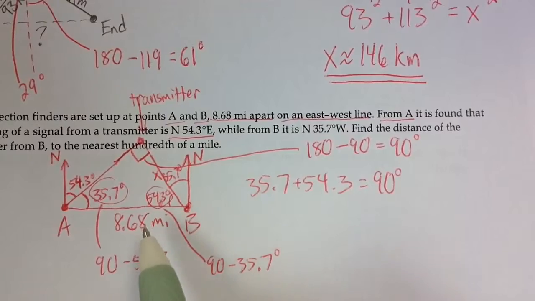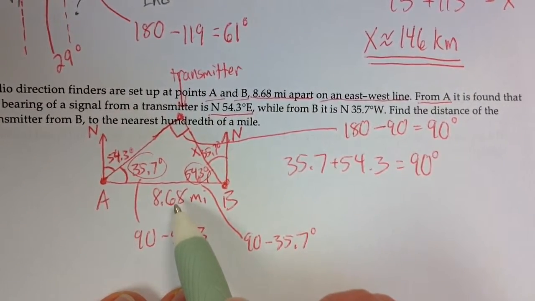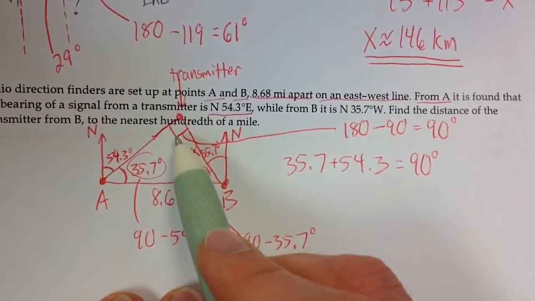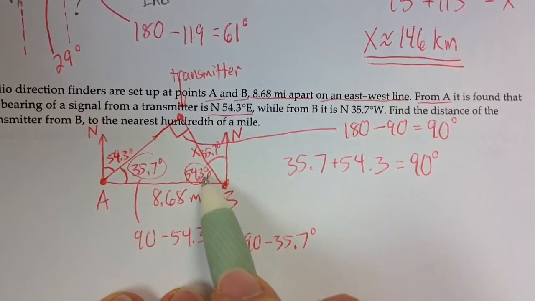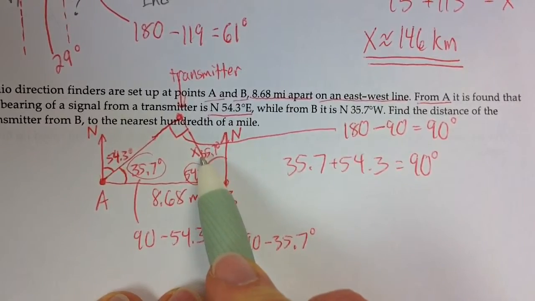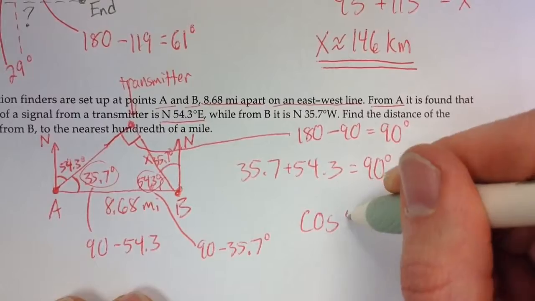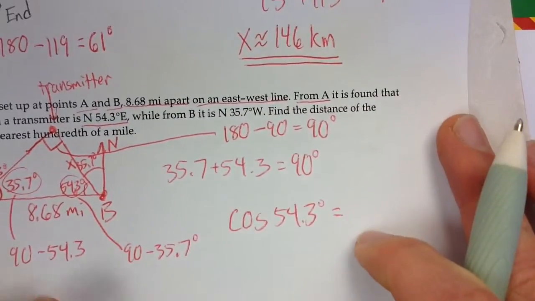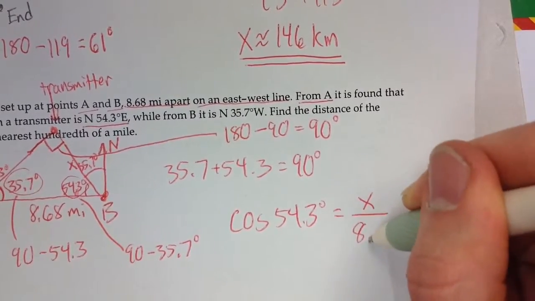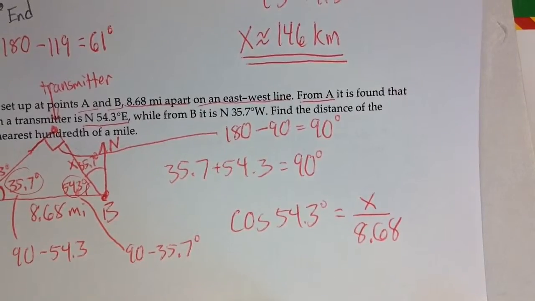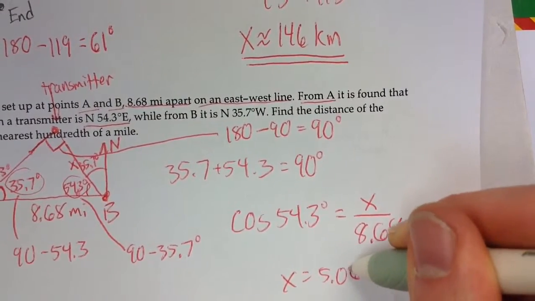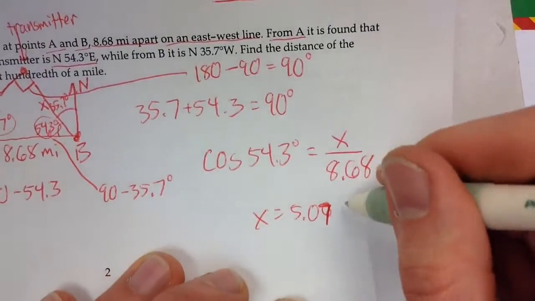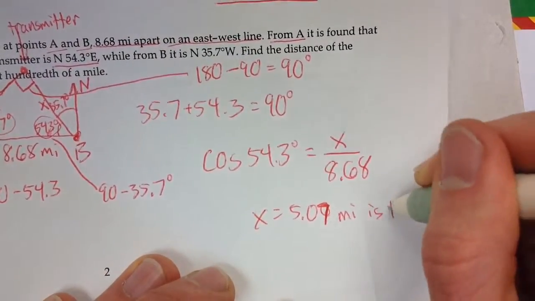Okay, so 8.68, what side of the triangle is that? This is going to be the hypotenuse because it's opposite the 90-degree angle. So tangent, out of the question. Cosine. We can use cosine if you use the 54.3 degree angle, because x would be adjacent to that. Cosine of 54.3 equals x over 8.68. 5.06 or 7 miles is the distance.